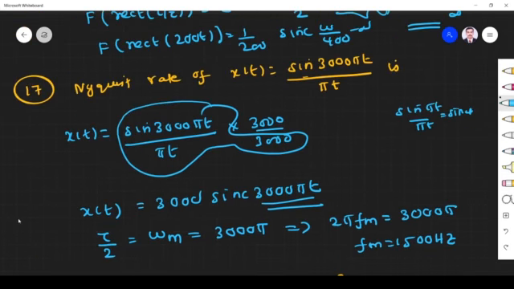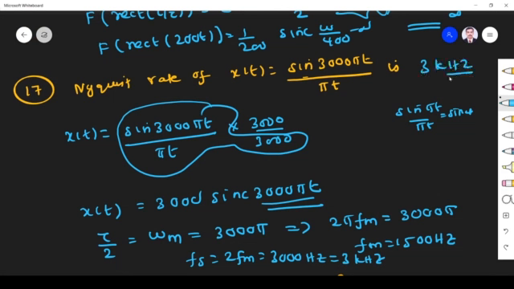So maximum frequency is 1500 Hz. What is Nyquist rate? 2 fm. That is equal to 3000 Hz, that is equal to 3 kilohertz. So the answer is 3 kilohertz. Nyquist rate only they asked. They didn't ask Nyquist interval.